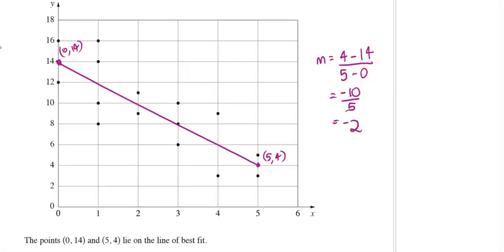Now I also notice that the y-intercept is 14. So using y equals mx plus c, where c is the intercept, I can see that the equation of the line is y equals minus 2x plus 14. And that's my answer.